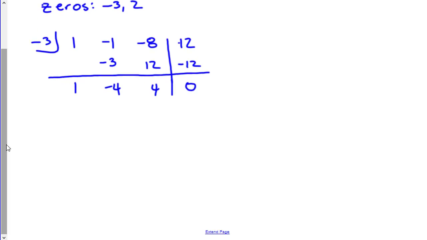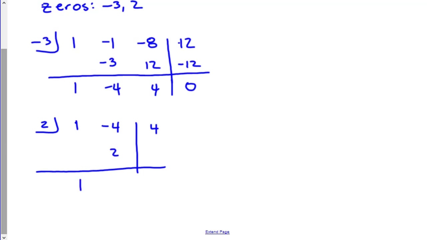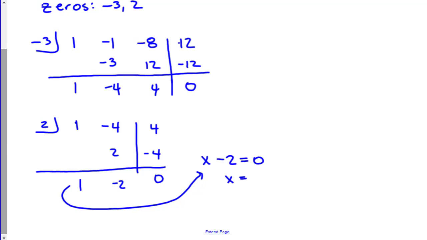All right, now let's try 2 into the remaining: 1, negative 4, and 4. Let's bring the 1 down. This is 2, negative 2. That's going to be negative 4, and that's 0. This remaining polynomial, if you'll notice, is actually x minus 2 equals 0, or x equals 2.